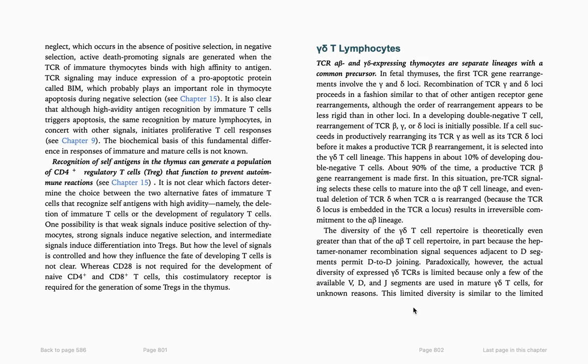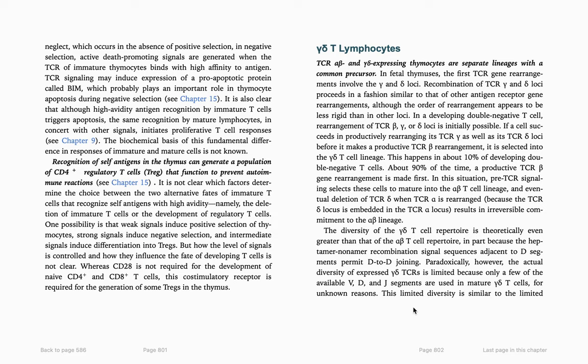Recognition of self-antigen in the thymus can generate a population of CD4 regulatory T cells that function to prevent autoimmune reactions. It is not clear which factor determines the choice between two alternative fates of immature T cells that recognize self-antigen with high avidity, namely the deletion of the immature T cell or development of a regulatory T cell. One possibility is that weak signal induces positive selection of thymocytes, strong signal induces negative selection, and intermediate signal induces differentiation into Treg.